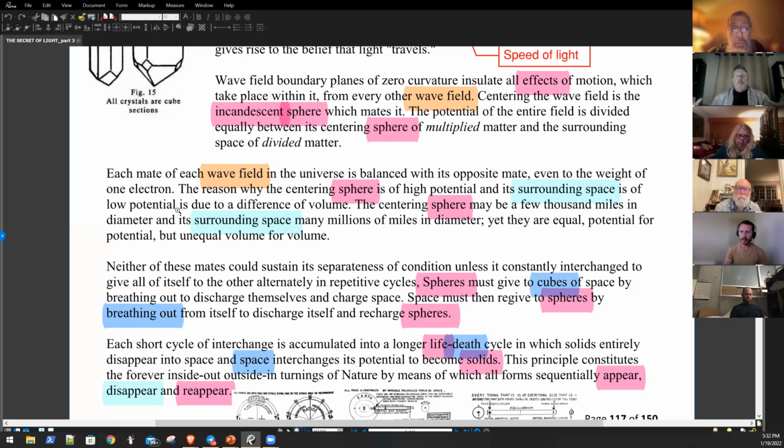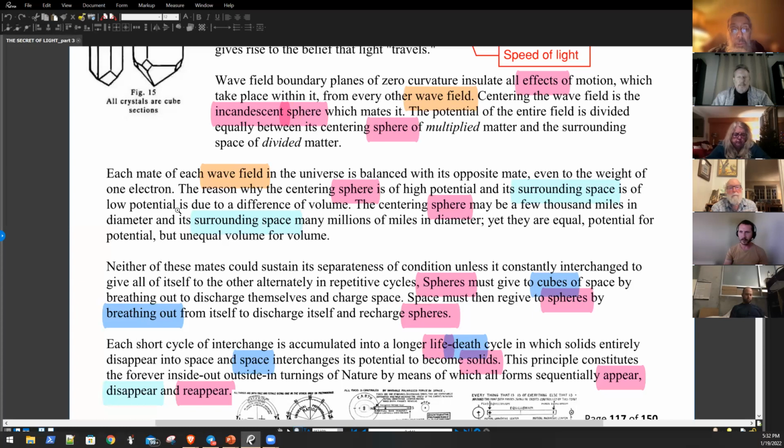So it's due to the volume of each of those wave fields. The centering sphere may be a few thousand miles in diameter, a planet, whatever we want to call it. Could be a few inches in diameter, right? Compared to where it's going to expand to.